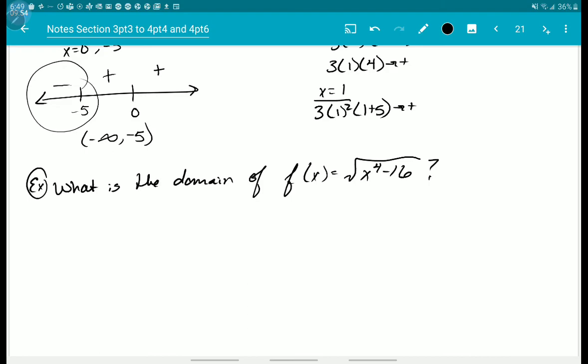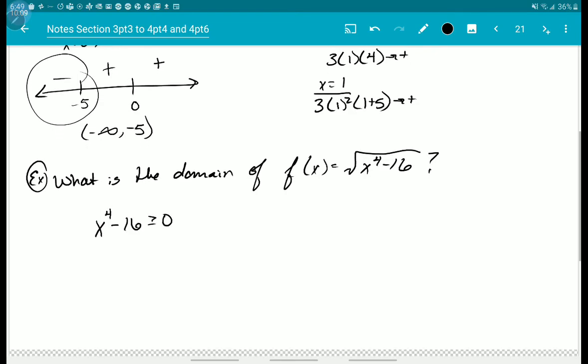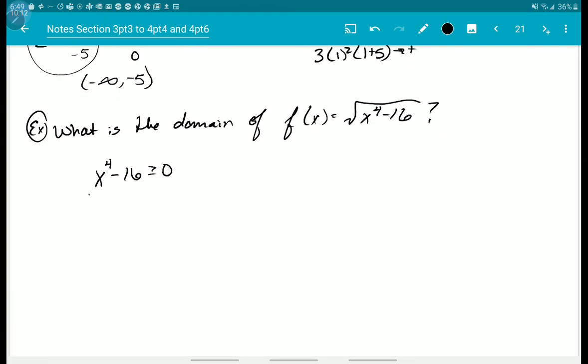So what if we had something like this? We talked about domains of square roots before, but now we've got something a little more complicated under that radical. So to find that domain, we would need to set that radicand greater than or equal to 0. So that's the inequality we want to solve. Now, this guy factors. That's x squared minus 4 times x squared plus 4. And that first one actually factors. That's a difference of squares. x plus 2, x minus 2. So there's our fully factored form.